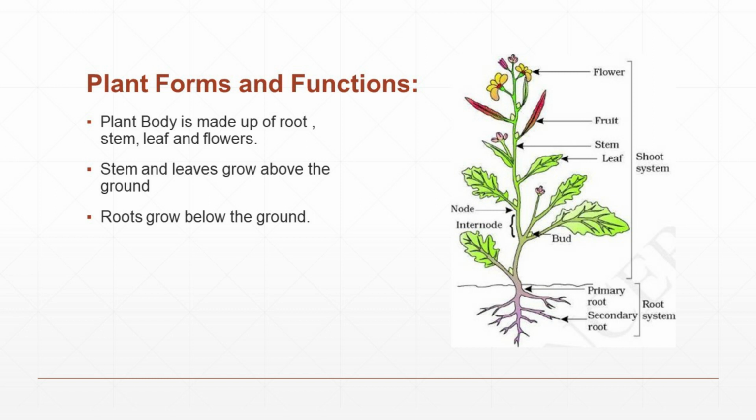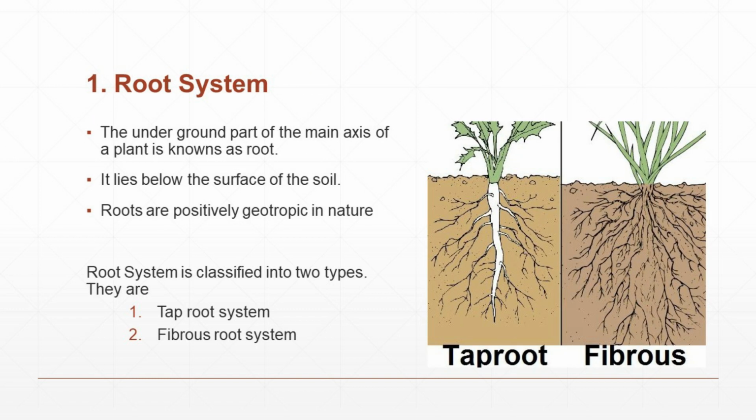In the shoot system, so many parts you are able to see in the picture. That is, you can see the stem, then leaf, flower, fruit, bud, node and internode. Like that, the shoot system has so many parts. Now let us learn separately about the root system as well as the shoot system. The first topic you are going to learn is about root.